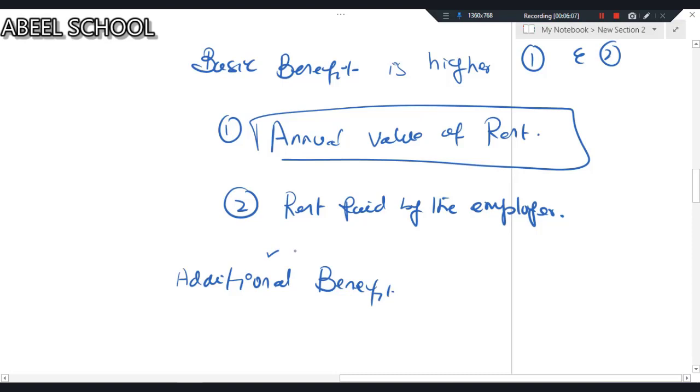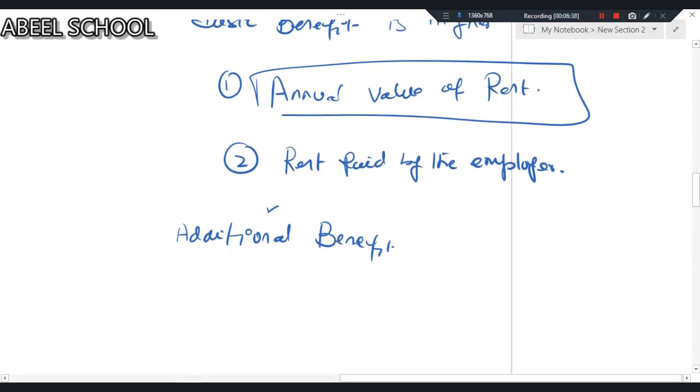Dear student, additional benefit only arises when the accommodation, number one, is a purchase accommodation by the employer. Second, the cost of the accommodation, that is purchase price plus the capital expenditure, is more than £75,000. If the accommodation given to you costs the employer more than £75,000, there is an additional benefit also. How do we calculate that additional benefit?